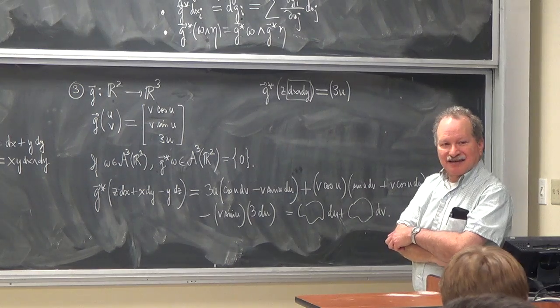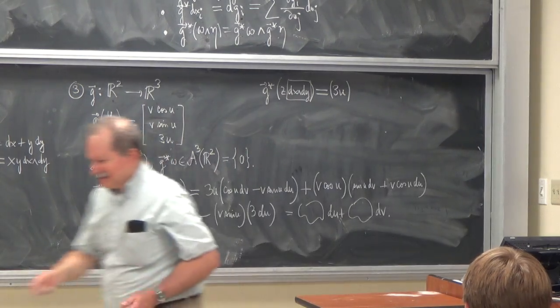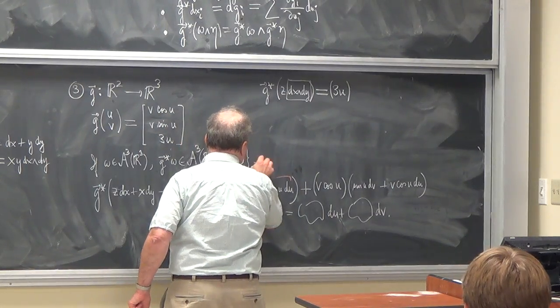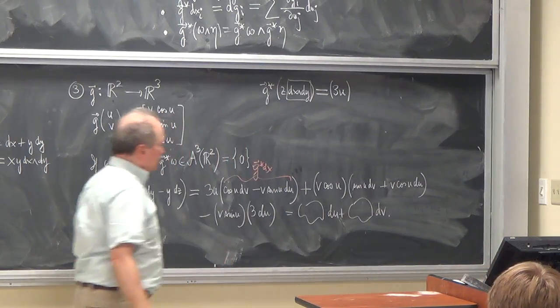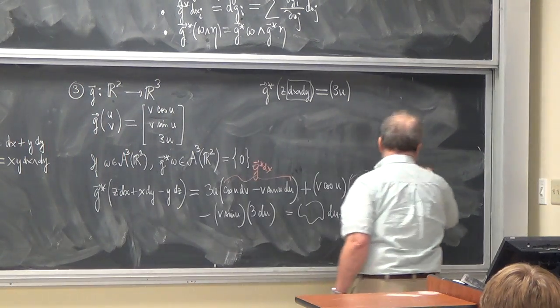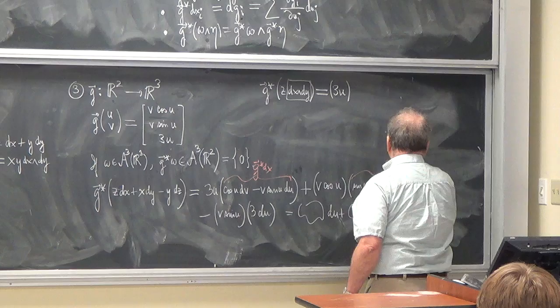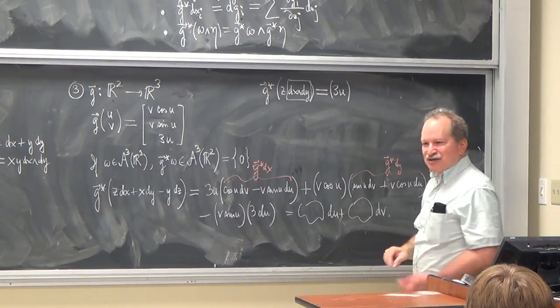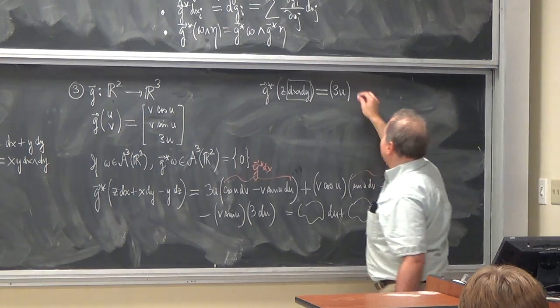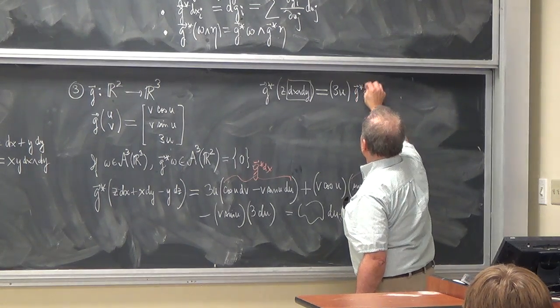Have we already done that? Yeah. Cosine u dv minus v sine u. This is the pullback of dx. Have we already pulled back dy? Do I have to recompute those? No. Just have to wedge them.